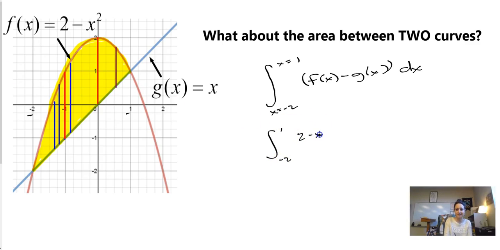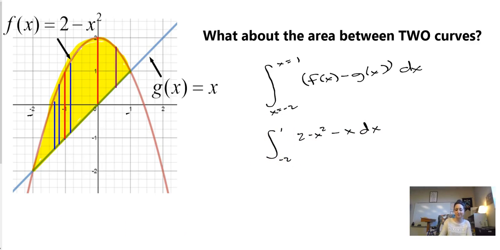So if I write this integral -2 to 1, and I just plug in the equations, we can do that. f of x is 2 minus x squared minus g of x was x, right? So if it's calculator active, I'm done, right? Type this in, math 9, be done. If it's not calculator active, I need to anti-derive and then plug in my values, all right?